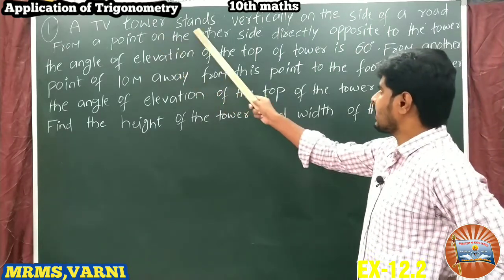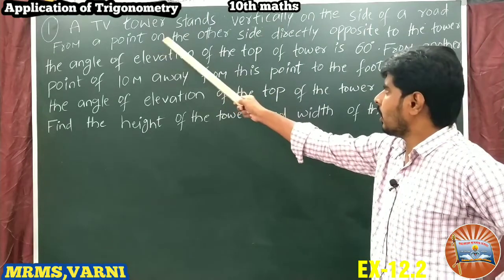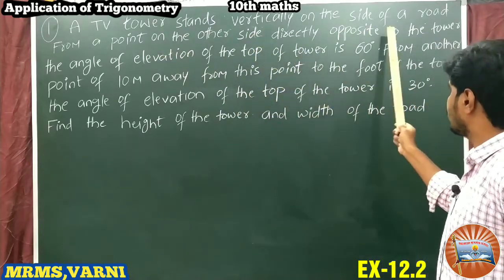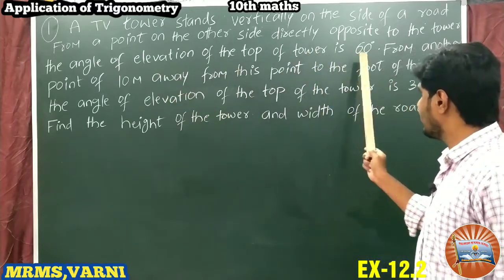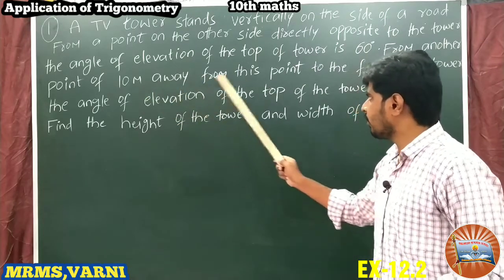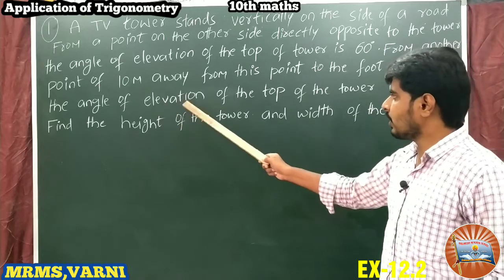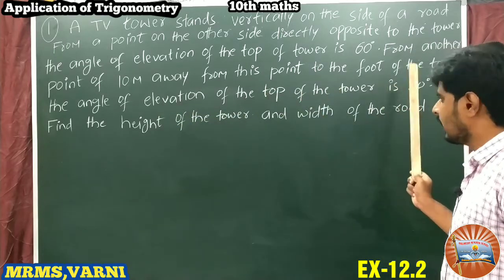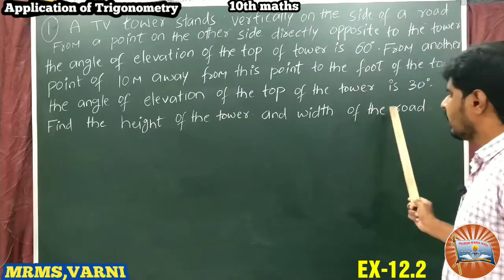A TV tower stands vertically on the side of a road. From a point on the other side directly opposite to the tower, the angle of elevation of the top of the tower is 60 degrees. From another point 10 meters away from this point towards the foot of the tower, the angle of elevation of the top of the tower is 30 degrees. Find the height of the tower and width of the road.